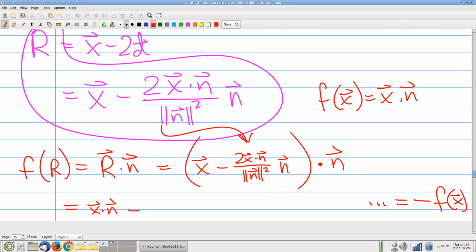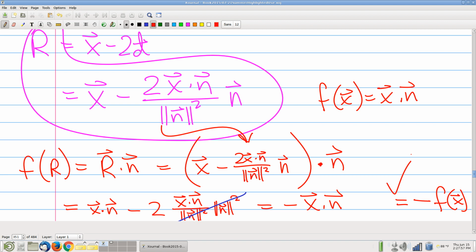So I have minus 2 x dot n over magnitude of n squared, and then that n dot n is magnitude of n squared. Very conveniently, those cancel. Now I have x dot n minus 2 x dot n, which is negative of x dot n, which is indeed, as required, the negative of f of x. And so the function has odd symmetry.